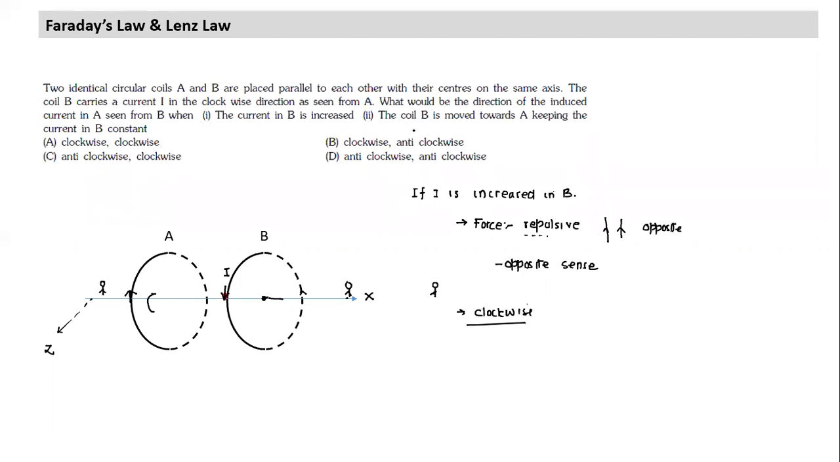Second thing: what happens if the coil B is moved towards A? Will it produce a similar effect or opposite effect? If you move B towards A, it will produce the same effect, as this also leads to an increase in flux, just as an increase in I leads to an increase in flux. So the direction of induced current in both cases will be the same. It will be clockwise, clockwise. This is the answer.